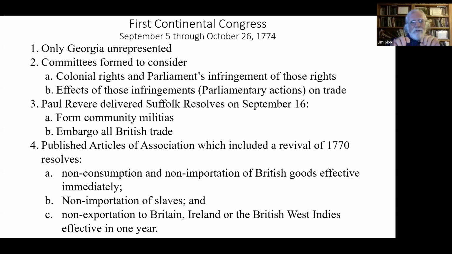The Continental Congress took this and used it. In many ways, we're just reviving the old practices from 1765 and 1770, which is non-importation. Non-consumption and non-importation of British goods, effective immediately. Non-importation of slaves, and non-exportation to Britain, Ireland, or the British West Indies, effective in 1 year. So we weren't going to buy any British stuff, but we were okay with them buying our stuff, at least for a year.